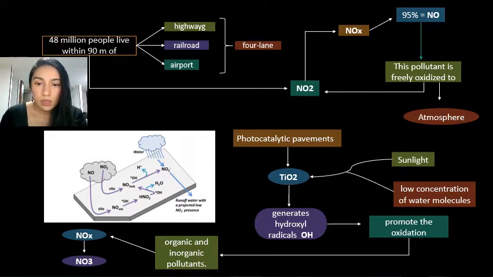When these pavements are exposed to sunlight and in the presence of a low concentration of water molecules, the titanium dioxide present in the pavements generates hydroxyl radicals, OH, and promotes the oxidation of the organic and inorganic pollutants. This converts the nitrogen oxides to nitrate.